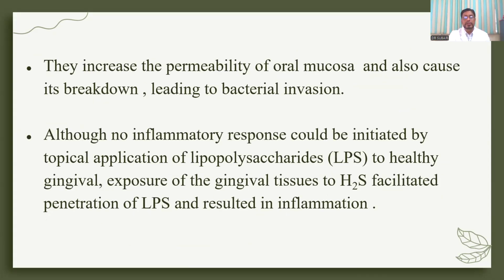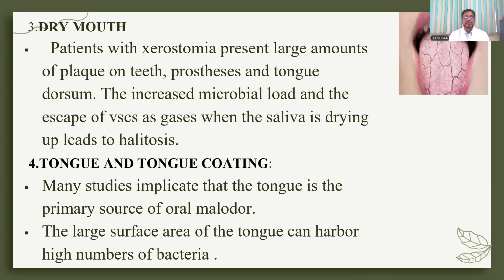The increase in the permeability of the oral mucosa causes breakdown, leading to further bacterial invasion and more production of volatile sulfur compounds. Although no inflammatory response could be initiated by the topical application of lipopolysaccharide to healthy gingiva, the exposure of the gingival tissue to hydrogen sulfide facilitated penetration of the lipopolysaccharide and resulted in inflammation. This is the second intraoral endogenous cause.